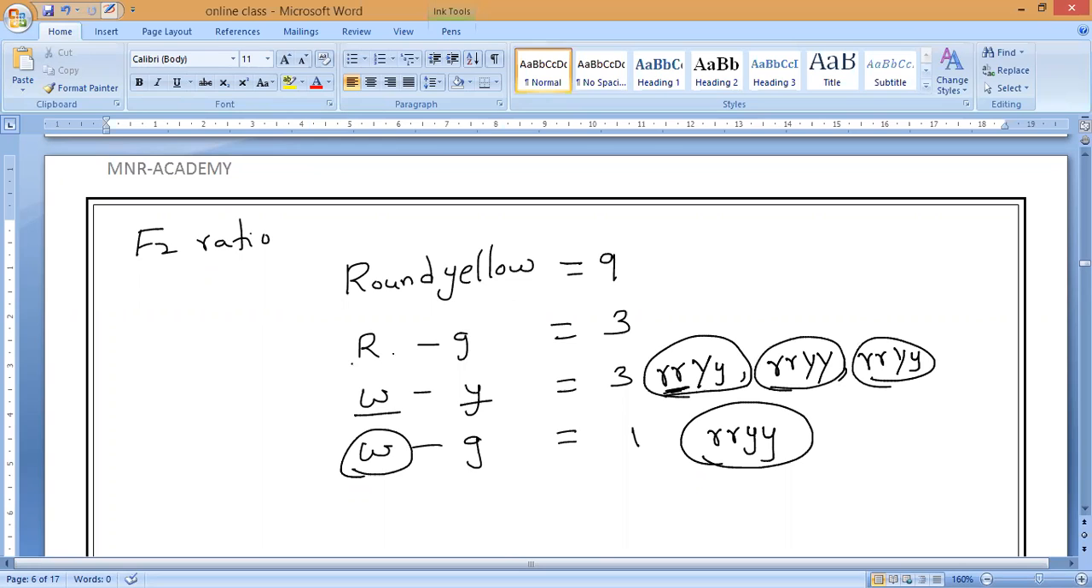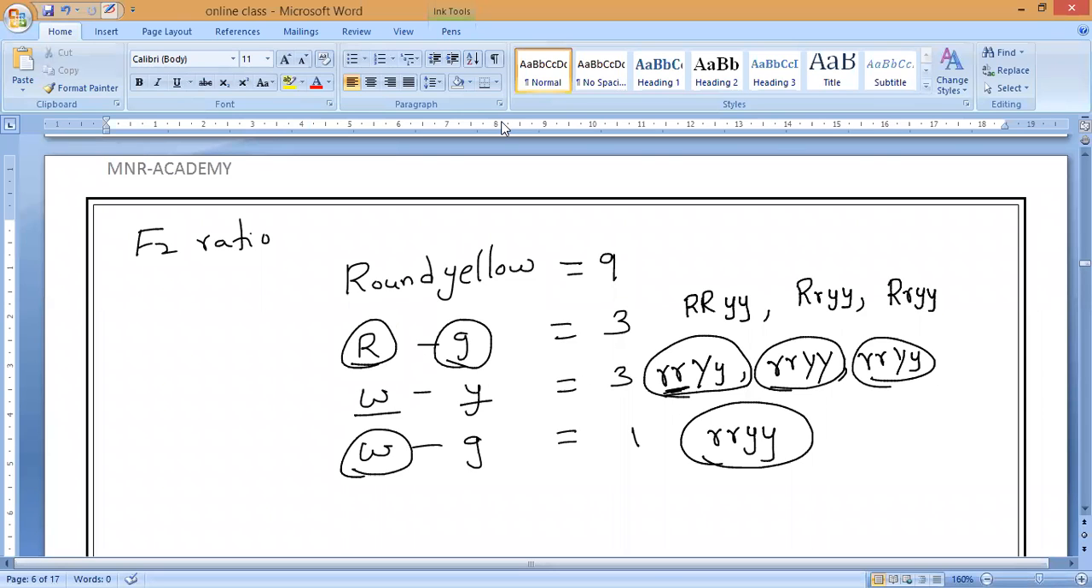Now, round green seeds. Round means what? Anybody can say? Green means we know, small y, y. Now, round means what? Round green seeds. It may be capital R, R. First one. Next, second one: capital R, small r, and small y, y. Small y, y is compulsory. And last one: capital R, again small y, y. So this is the only genotype possible.